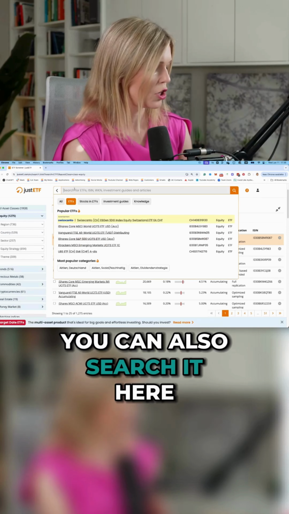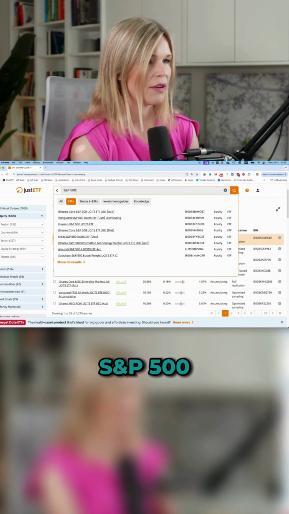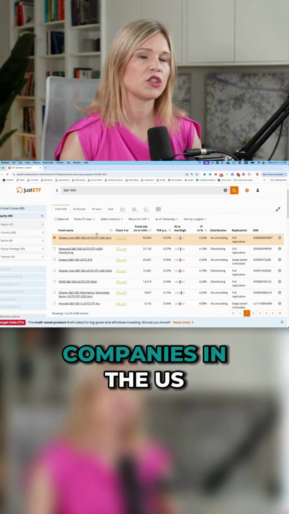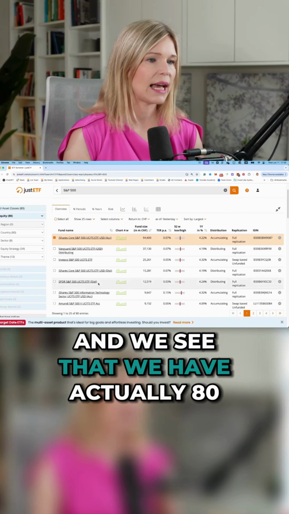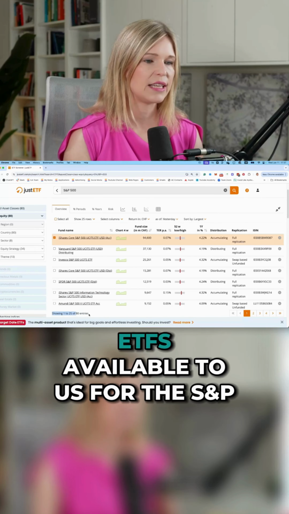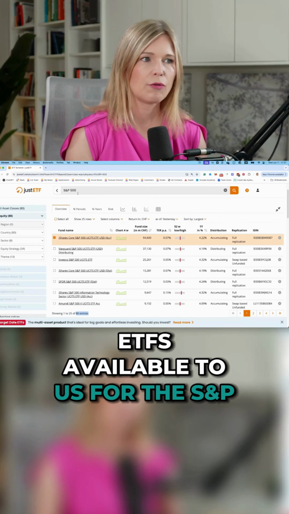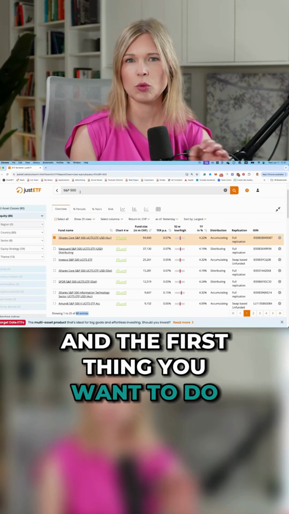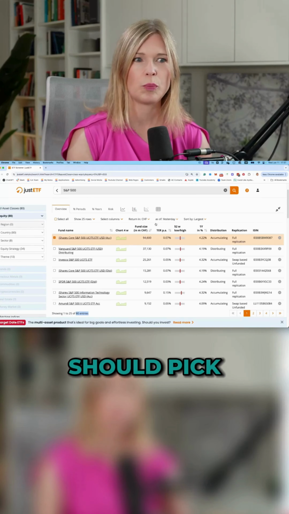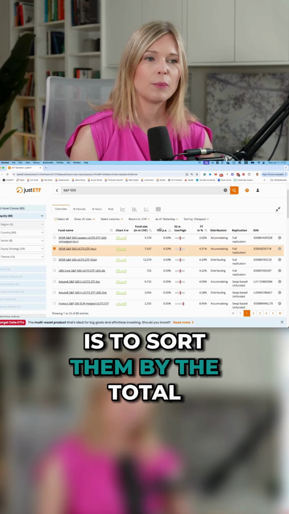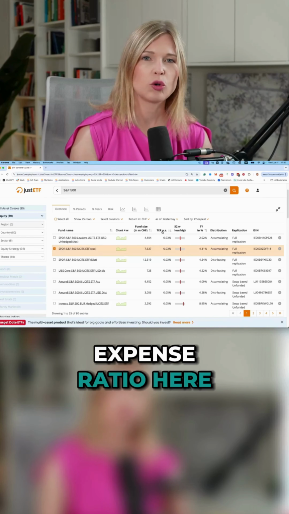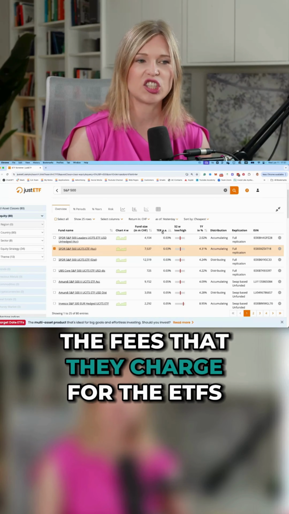You can also search it here, S&P 500, which includes the 500 largest companies in the US. And we see that we actually have 80 different ETFs available to us for the S&P 500. The first thing you want to do to be able to choose which one you should pick is to sort them by the total expense ratio here, which is essentially the fees that they charge for the ETFs.